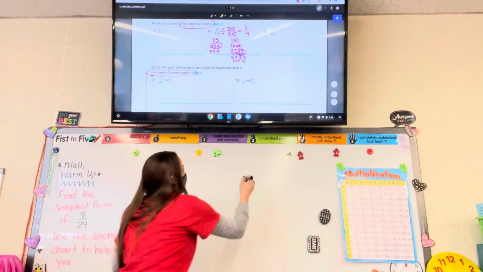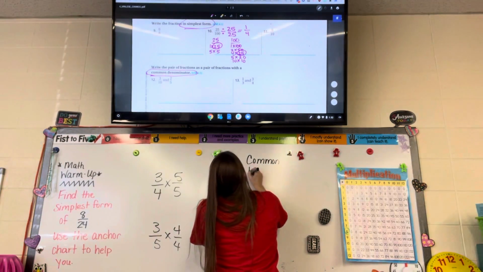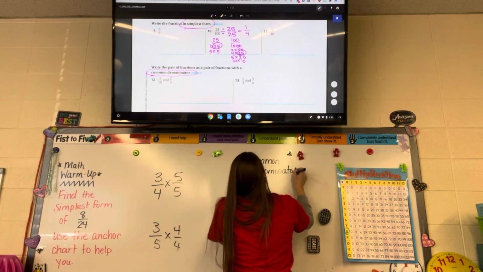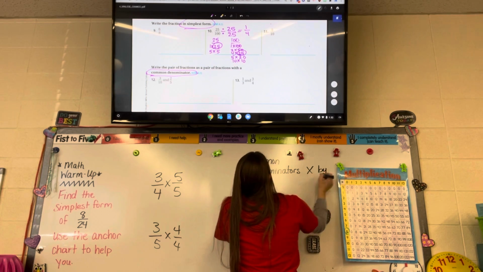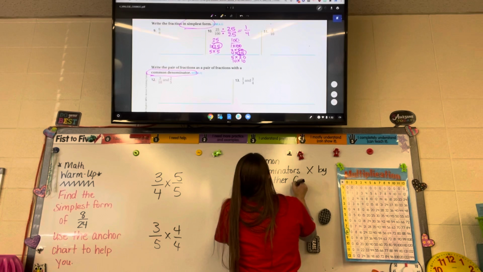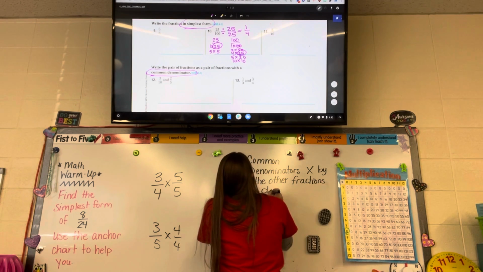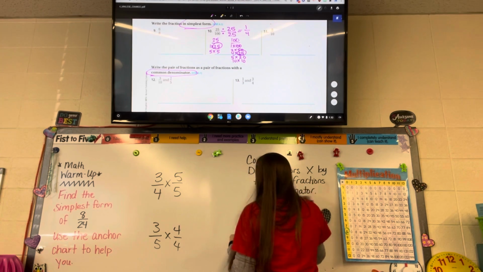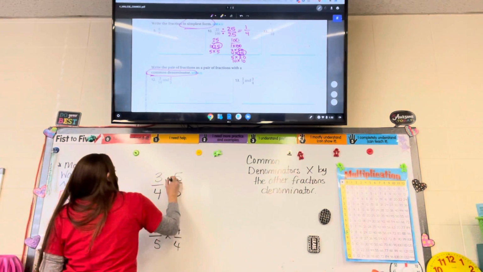So for common denominators, we multiply by the other fraction's denominator. And not divide, we times. Okay?